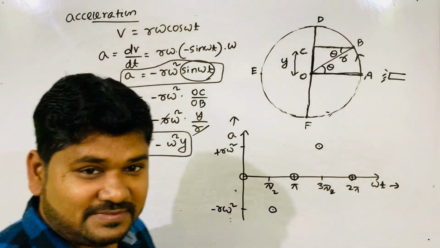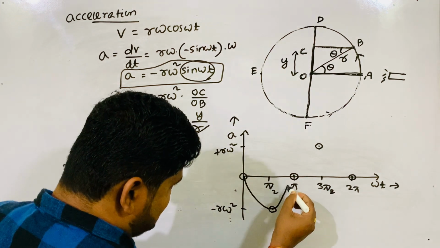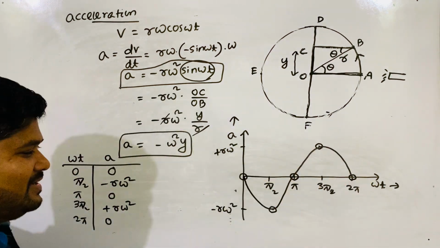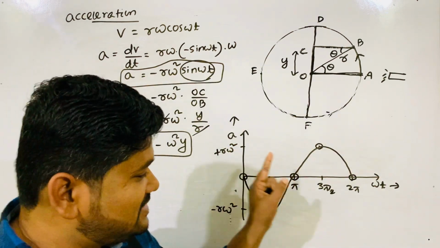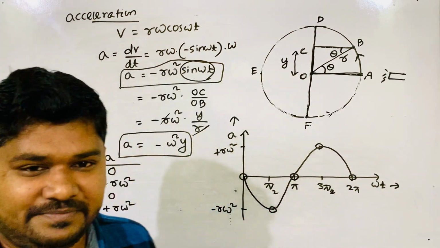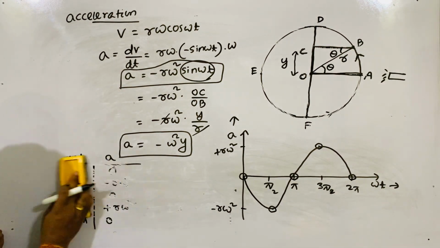Now let's join the points. The graph is like this. So this is the variation of acceleration with omega t. Now see, in different positions, what happens? At mean position, at extreme position. So let's see at mean position what happens.